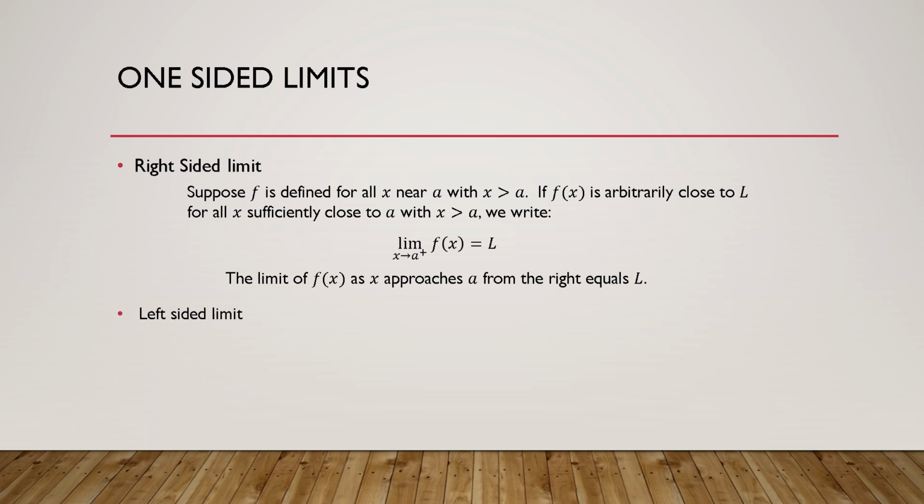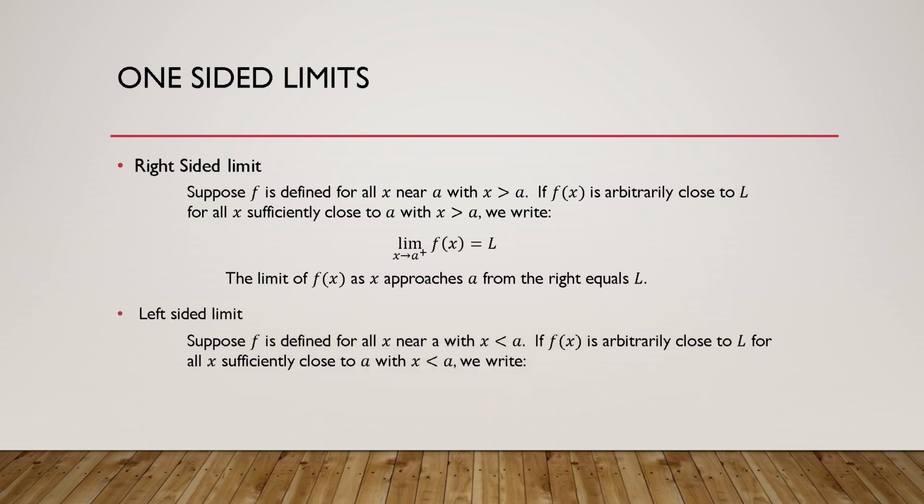For a left-sided limit, suppose f is defined for all x near a with x less than a. If f of x is arbitrarily close to L for all x sufficiently close to a with x less than a, we write the limit of f of x as x approaches a from the left equals L.